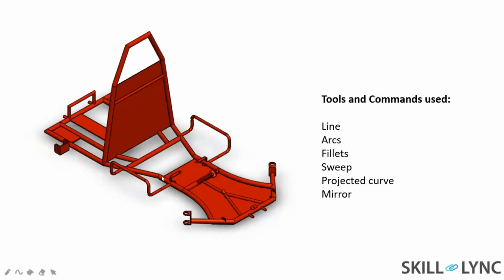Coming to the chassis, this is the chassis part which I have designed. For reference, I went through some rule books and some internet browsing. I had a basic idea and drew it in my notebook, and after getting a clear view, I started this. The main commands I used here are lines, arc, fillets, sweep, projected curves, and mirror. I created half of the part and mirrored it along a plane. So this is my chassis.